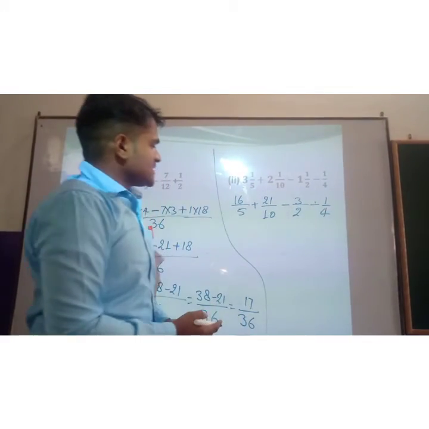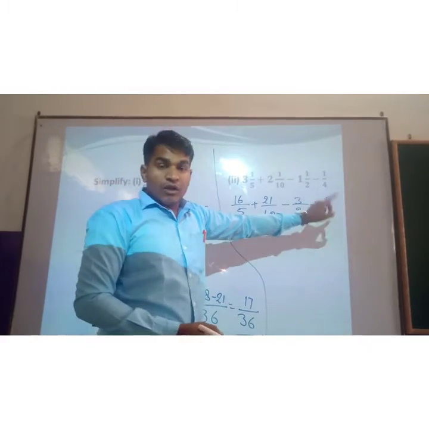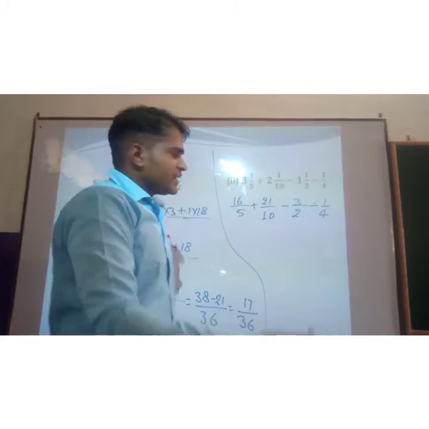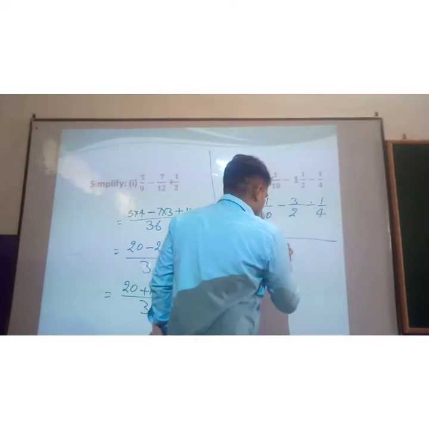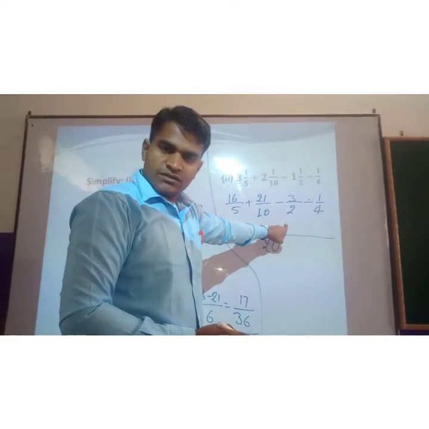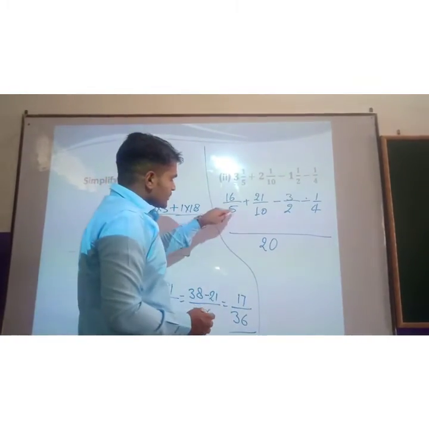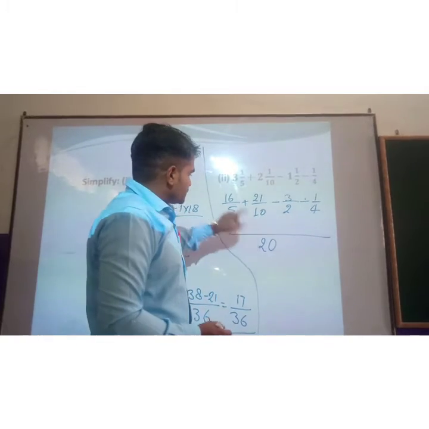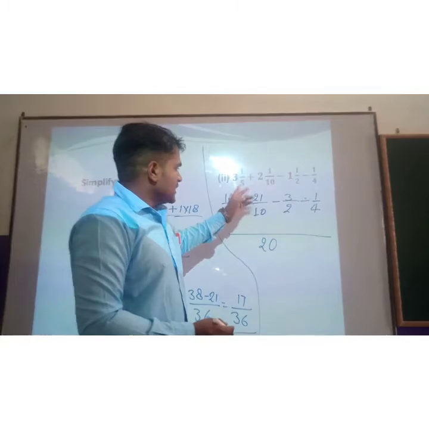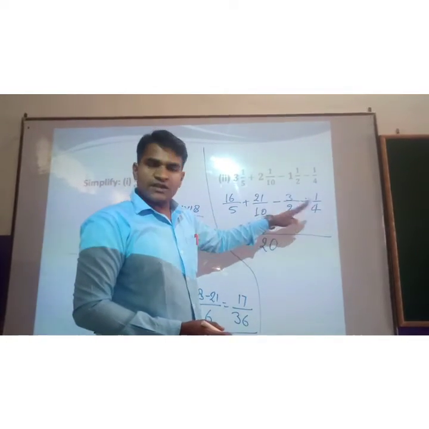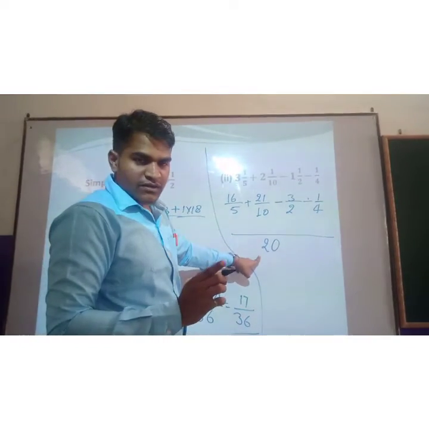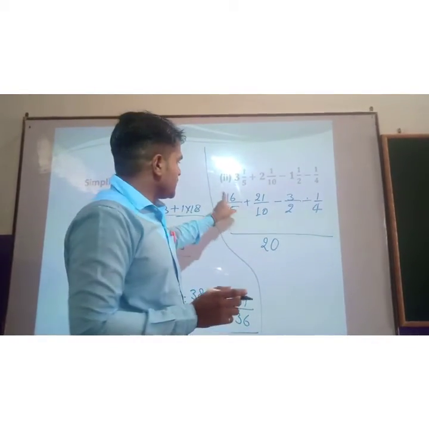Now we will take the LCM of 5, 10, 2 and 4. When we take the LCM of 5, 10, 2 and 4, we get 20. Now we divide: 5 divides 20, meaning the denominator of the first fraction divides 20, like the denominators of the second, third and fourth fractions. So 5 divides 20, it gives 4. 5 times 4 is 20. So 4 multiplied with 16.